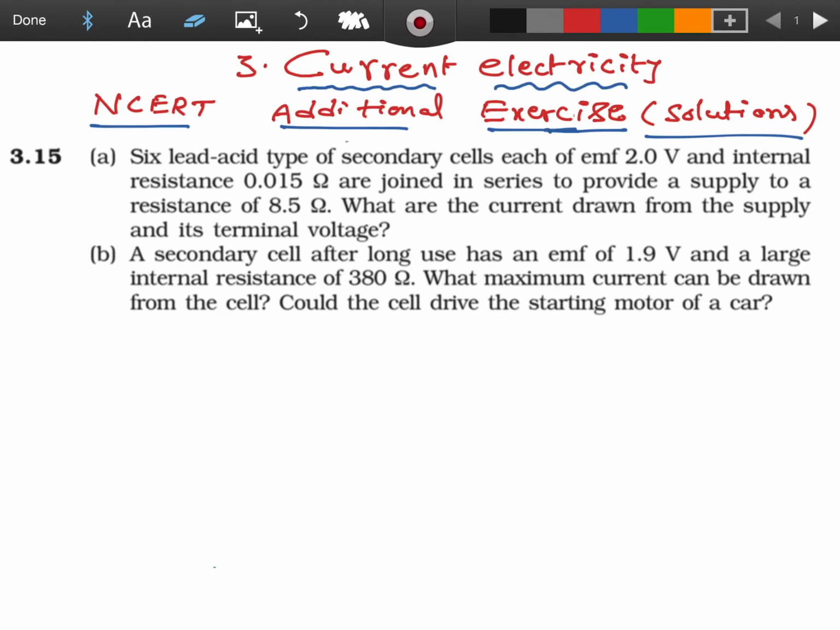Hi students, in this video I am going to discuss current electricity NCERT additional exercise question number 3.15. Let us start the question.